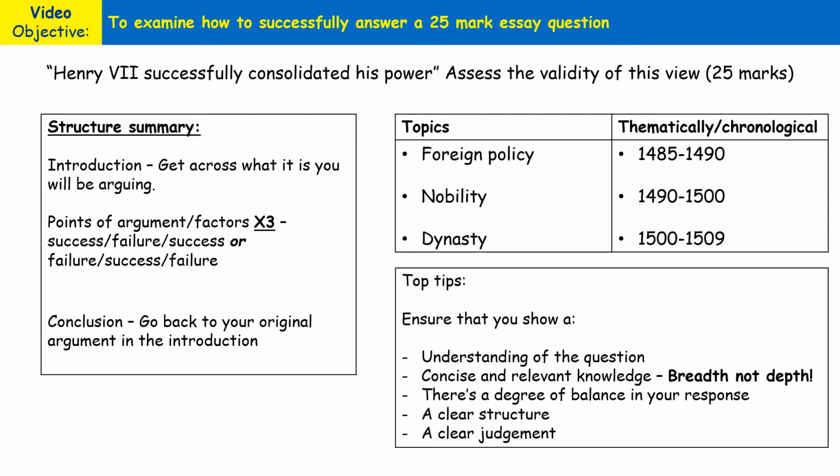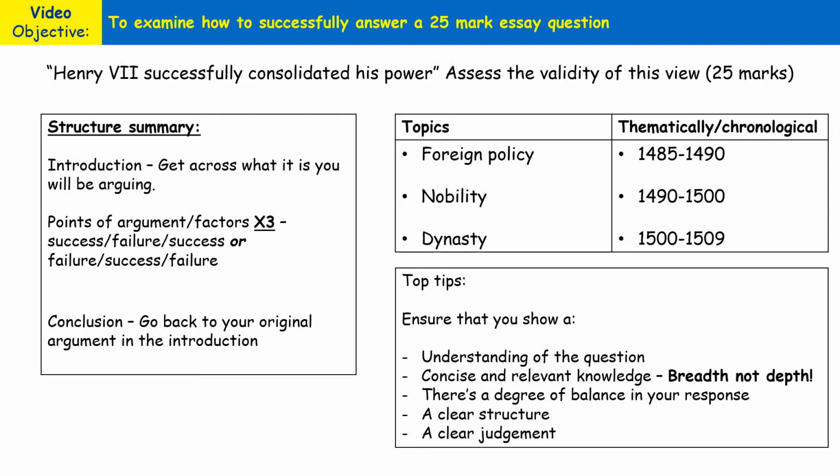We'll talk about that and those factors in our top tips in a second. Once you've written the main body of your answer, you then need to write a conclusion. And your conclusion shouldn't be dissimilar. In fact, it should be pretty much exactly the same as what you've written in your introduction. So whatever it is that you've argued overall, whether Henry VII was successful in consolidating his power or actually he didn't successfully consolidate his power, and an overall justification as to why you've come to that conclusion.